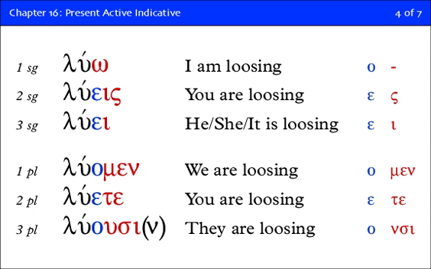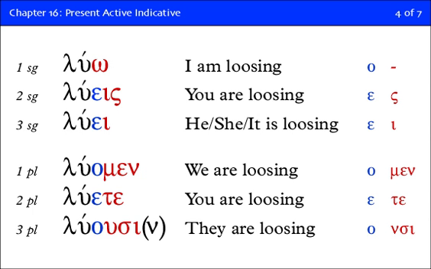A tremendously important chart, and one that you will say over and over and over again. I mean, you shut your eyes, you're going to see it written on the backs of your eyelids. And you just have to be able to say luo, lueis, luei, luomen, luete, luousi, over and over and over again. But you notice you have your stem, lu. You notice that you have connecting vowels in most cases, and then you have personal endings, which are in the red. Luo, lueis, luei, luomen, luete, luousi.